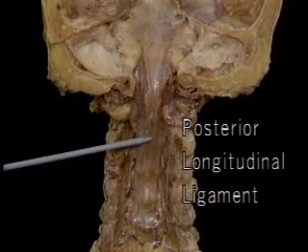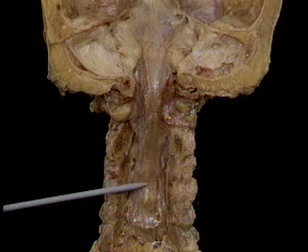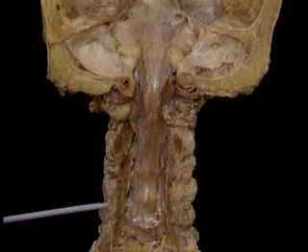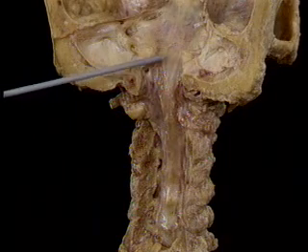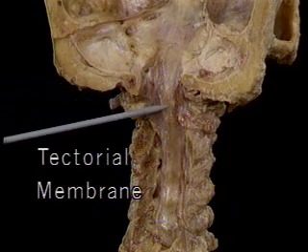This is the posterior longitudinal ligament. It's much broader and thicker here in the neck than it is lower down the spine. The highest part of this ligament goes by a different name. It's called the tectorial membrane.